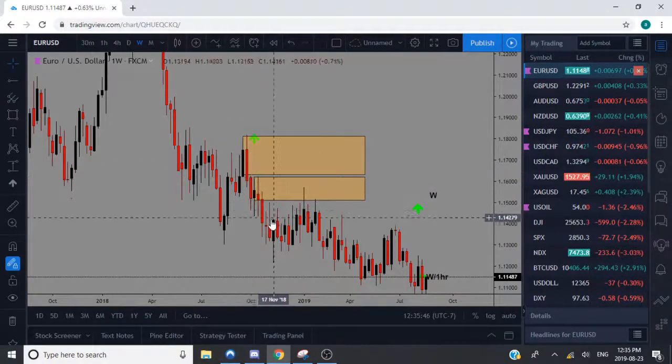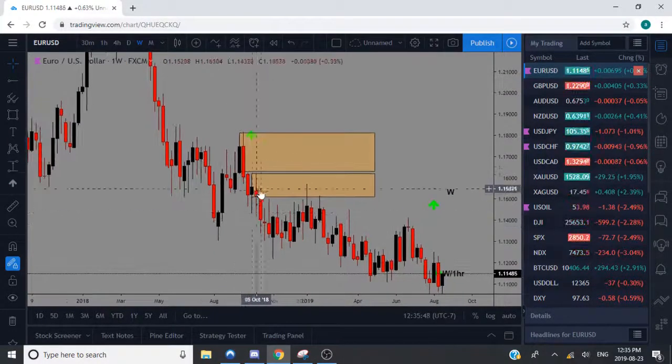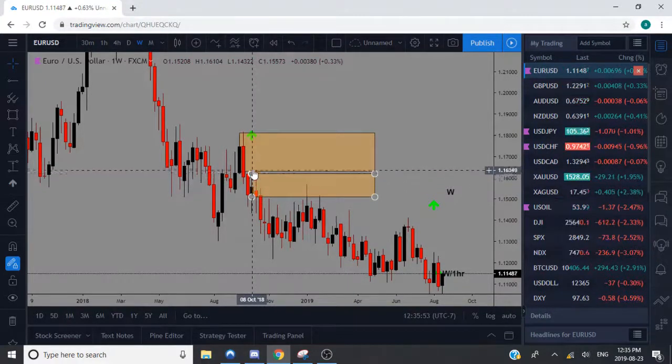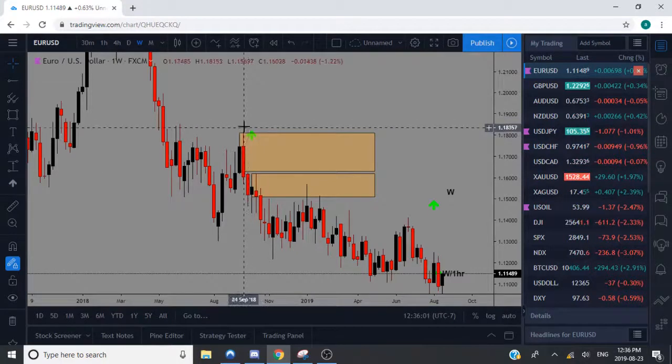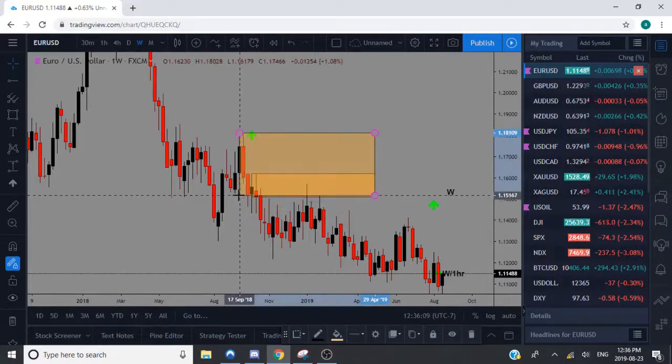If you were just to take a short at this whole level, you're going to be selling. Where's your stop going to have to be? It's going to have to be right around up here. You're going to be taking a stop loss right into the middle of the zone. So that's never a good idea. So your stop would have to go above there.